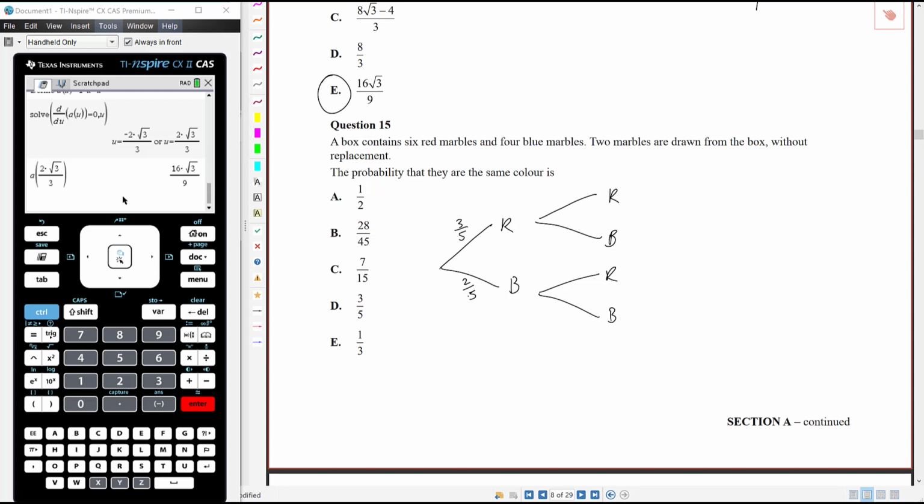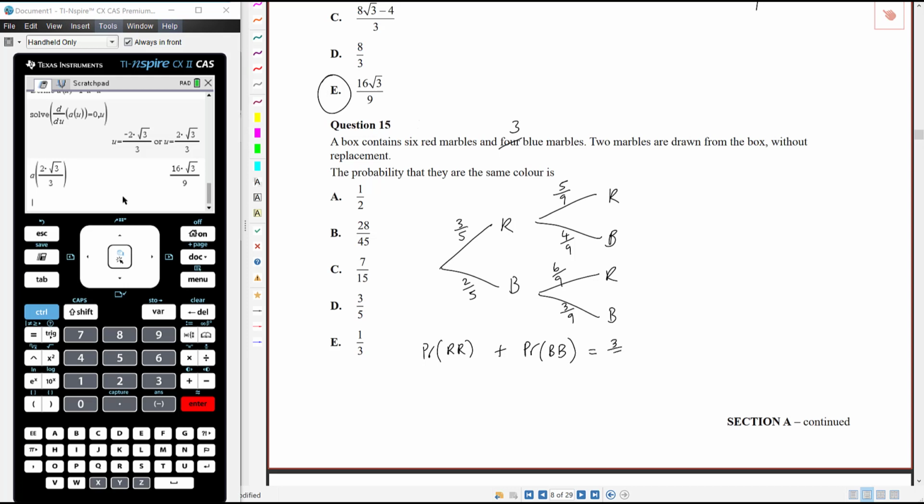Then after we've chosen a red marble, we now have 5 red marbles and 4 blue marbles. So that means 5 ninths are red and 4 ninths are blue. If we've selected a blue marble first, we've now got 6 red and 3 blue. So that is 6 ninths, I'm going to leave it as ninths just so we've got the common denominator for when we do the calculation in a minute, and 3 ninths are blue. So we want the probability that they're the same colour, so that's going to be the probability of red and then red, plus the probability of blue and then blue.